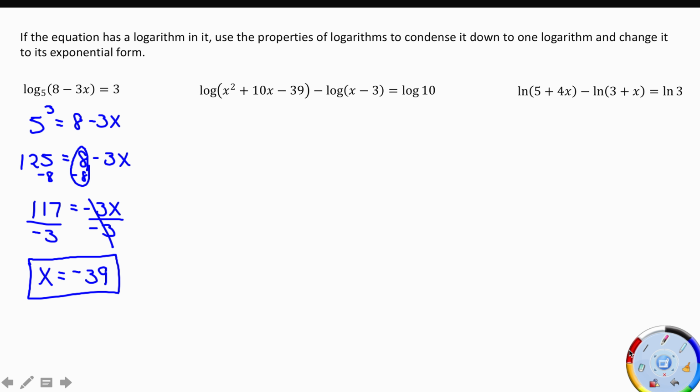Okay. Our problem with this is that I can't change it to exponential form. It's got logarithms in it, but I can't change it to exponential form until there's one logarithm. So I'm going to use my properties to condense this down into one logarithm. Because there's a minus here, I'm going to write my arguments as quotients.